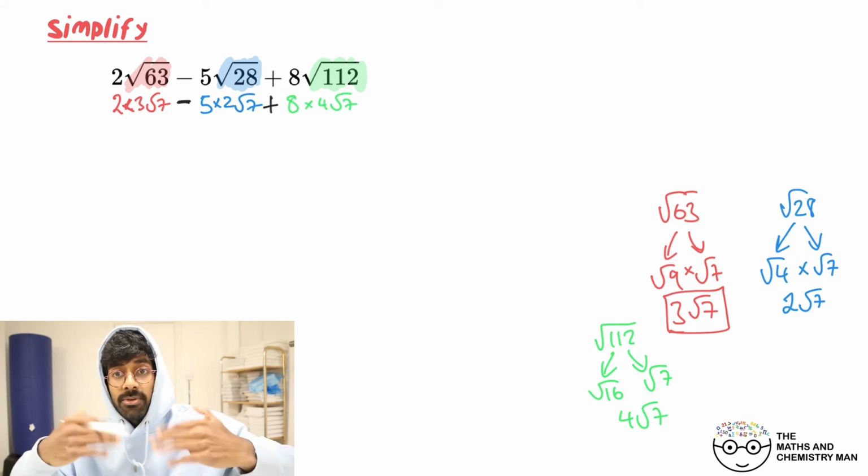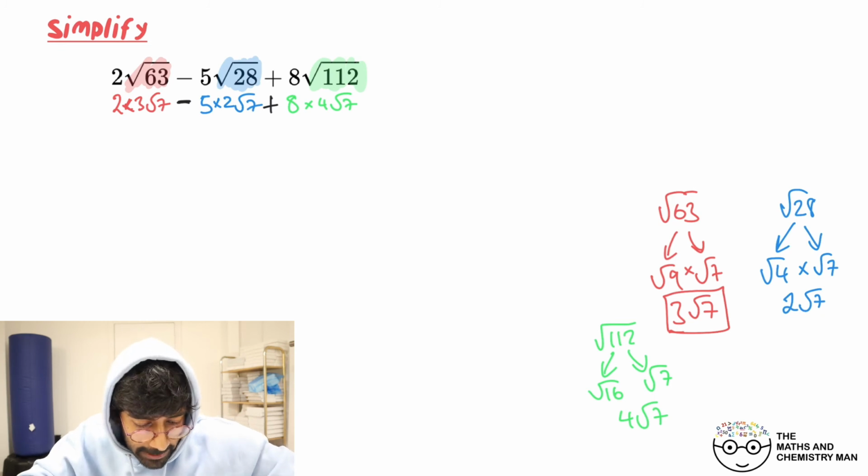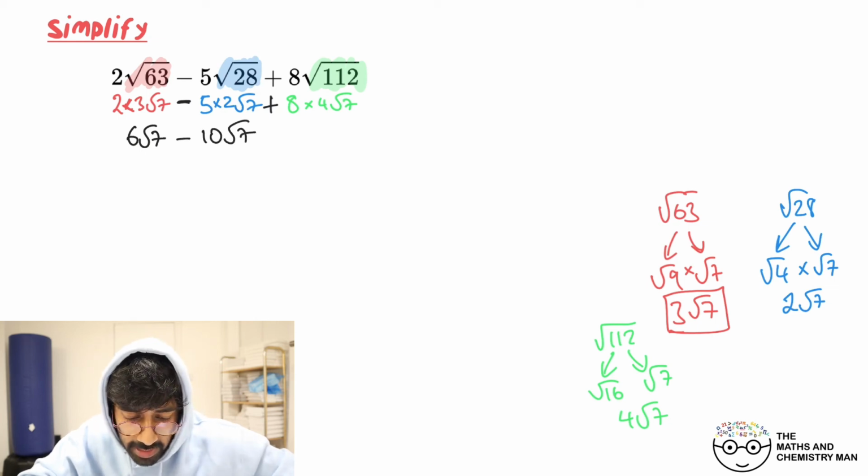So now let's just simplify that all down a little bit. Now 2 times 3 root 7, that's going to be 6 square root 7. Take away 5 times 2, 10. So we go 10 square root 7. And then 8 fours, that's 32. So plus 32 square root 7.